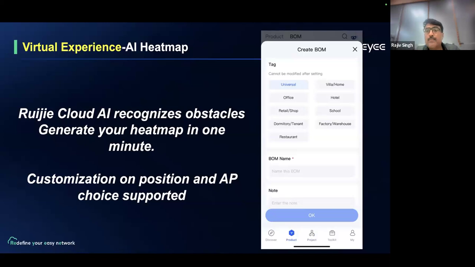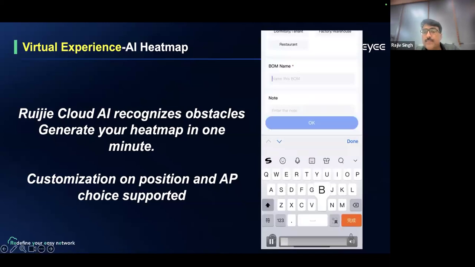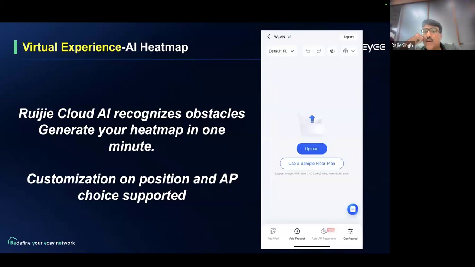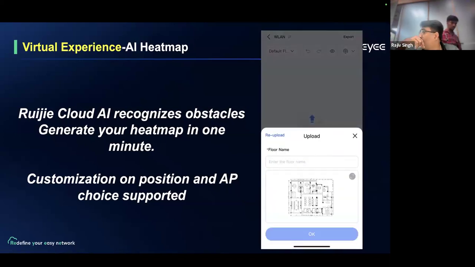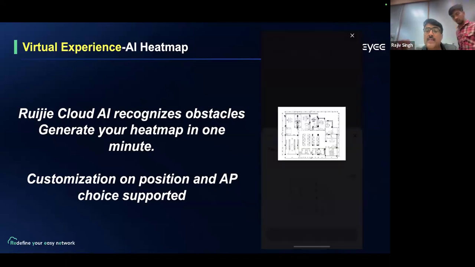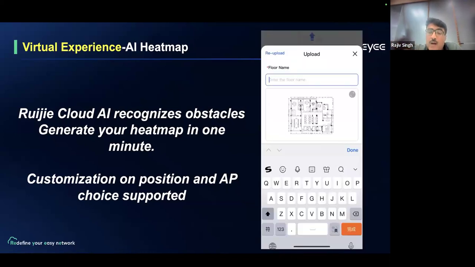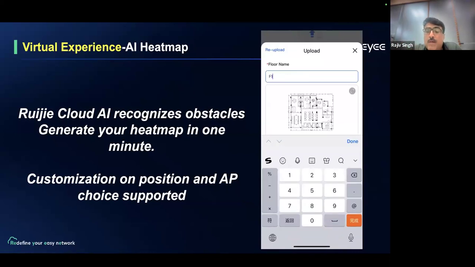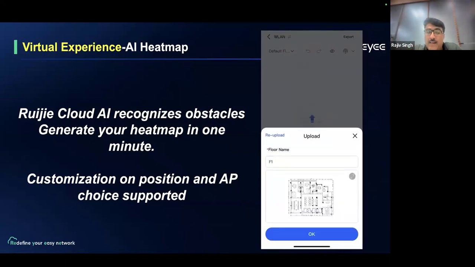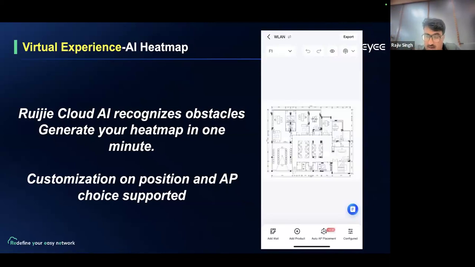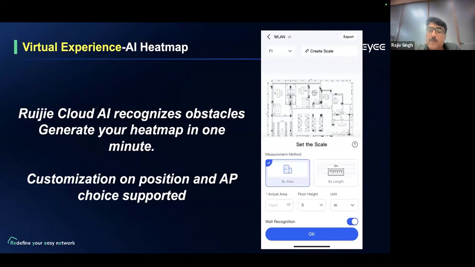Go to the AI heat map. Put the heat map name. You can upload your image or maybe a PDF file, or you can take the sample floor plan. If you have this app, you can do the experiment of this heat map right now itself. No need to wait for the future. After this training, you can experiment now.